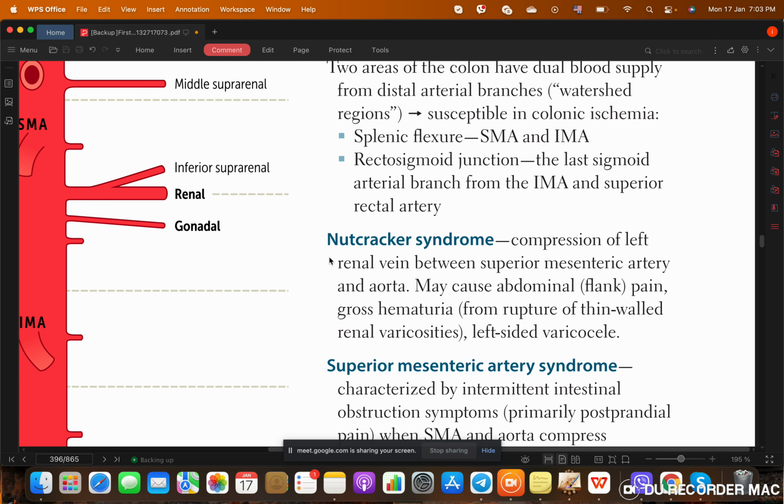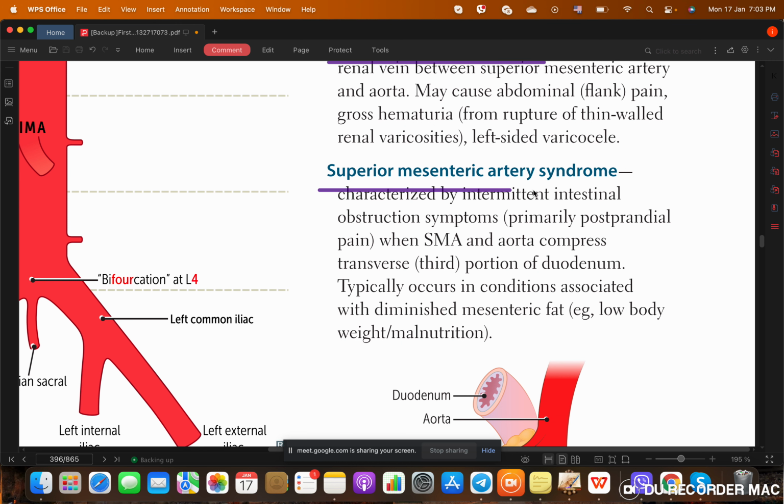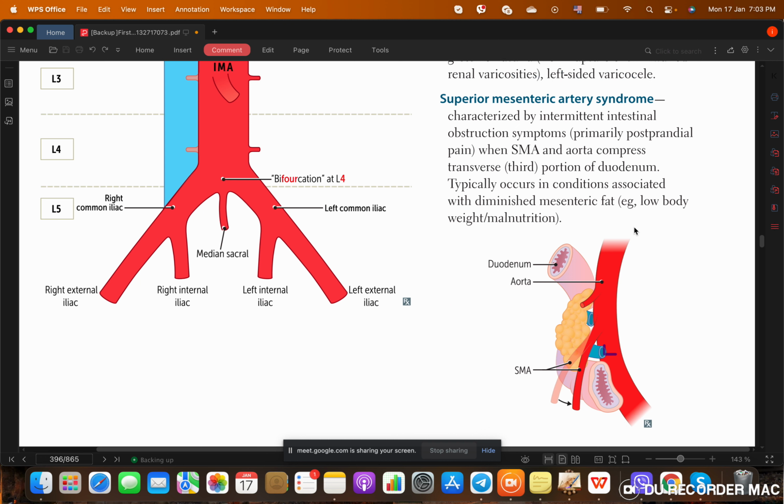You can get either nutcracker, or you can get nutcracker and then after some time develop the superior mesenteric artery syndrome. In this syndrome, you will have an intestinal obstruction. Why? Because the SMA is compressing it. So they write when the SMA and the aorta compress the third portion of the duodenum, and sadly you have to know that it is the third portion of the duodenum, also known as the transverse portion.